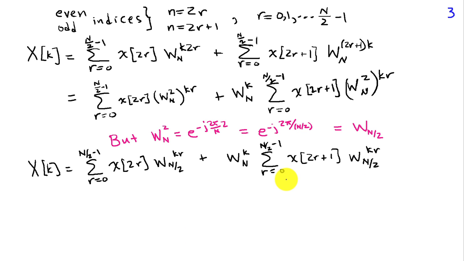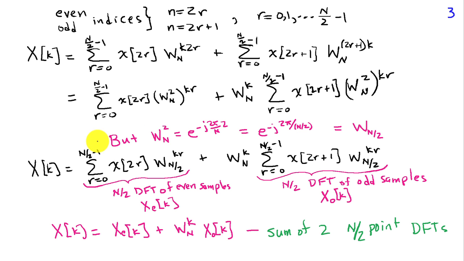Well, looking at these expressions, we recognize that the first summation here is an N over 2 point DFT associated with the even samples of x. We're going to call those N over 2 point DFT coefficients X sub e of k. Then we're going to look at this other sum here and say, well, that's just an N over 2 point DFT of the odd samples of the input signal.